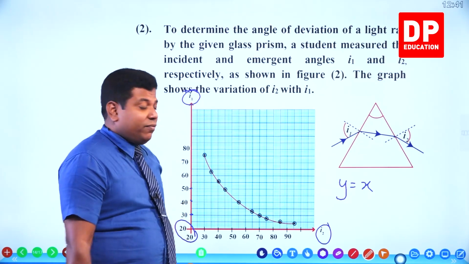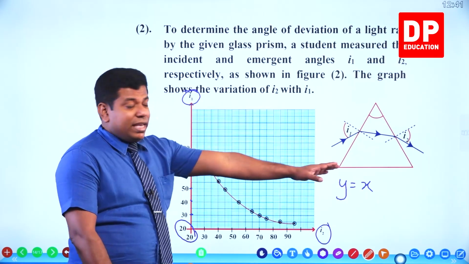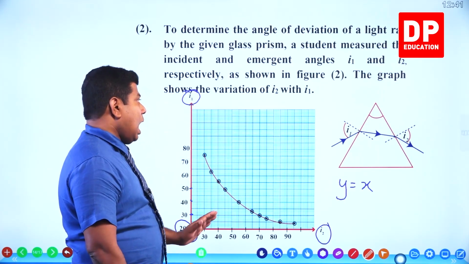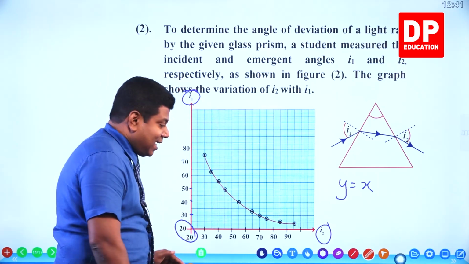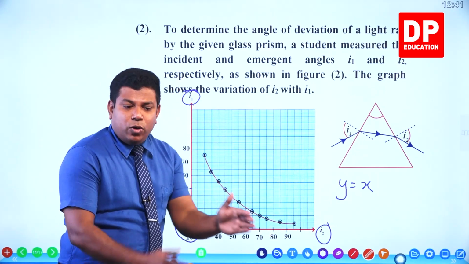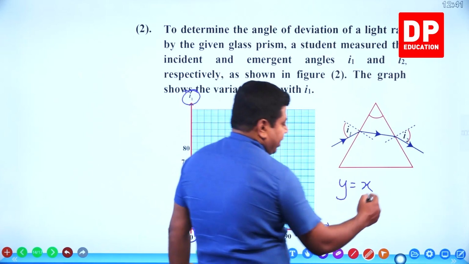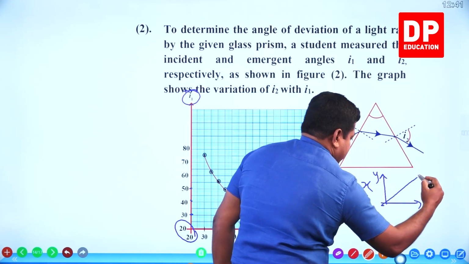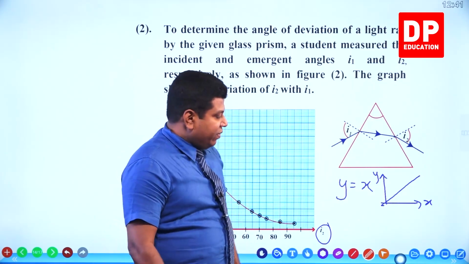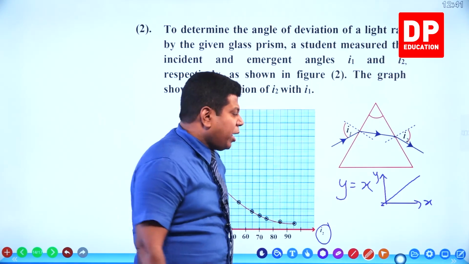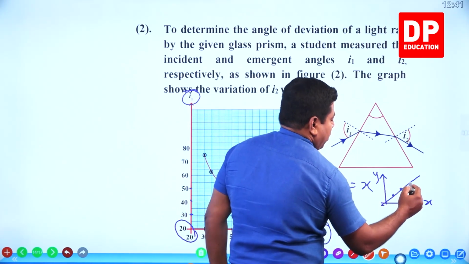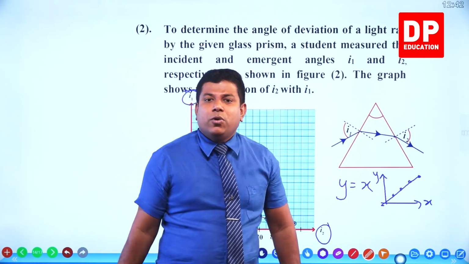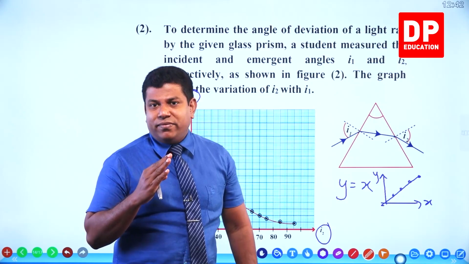If not, we can draw this y equals x line, guys. Because y equals x means the y-axis value and x-axis value will always be equal. The y equals x graph will take a shape like this. On this graph, whichever point you take, this point or this point or any point you take, their x reading and y reading will be equal. That is the y equals x graph, right?